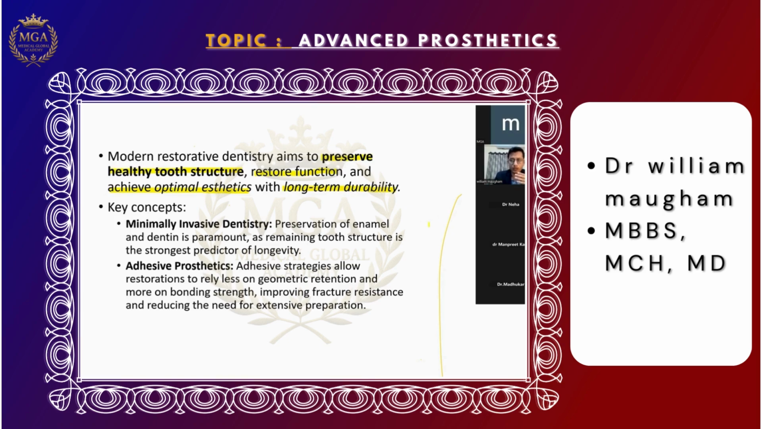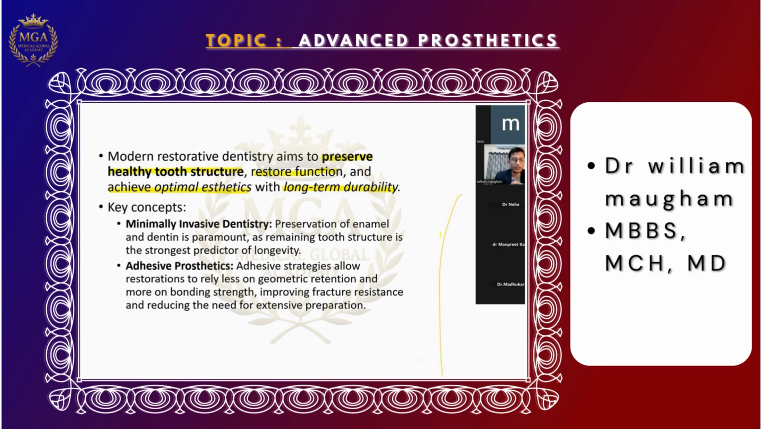Previously we used to do amalgam preparation, where we had to prepare unnecessary extensions like dovetails, retentive grooves, retentive pins. We had to prepare the tooth even when there was no such cavity. So the over-extension or over-preparation of the tooth should be minimized in amalgam preparation. Same with prosthetic rehabilitation. Preservation of enamel and dentin is paramount, as remaining tooth structure is the strongest predictor of longevity. The more dentin and enamel you are left with, the longer the outcome will be.